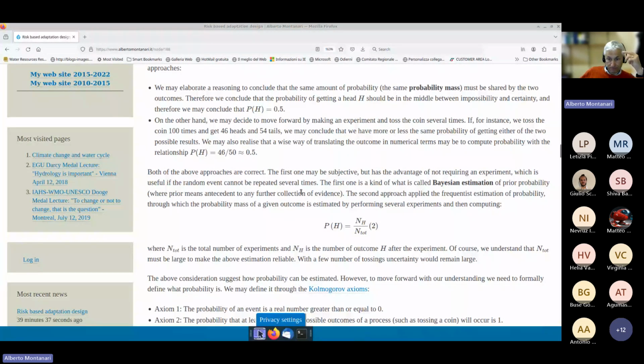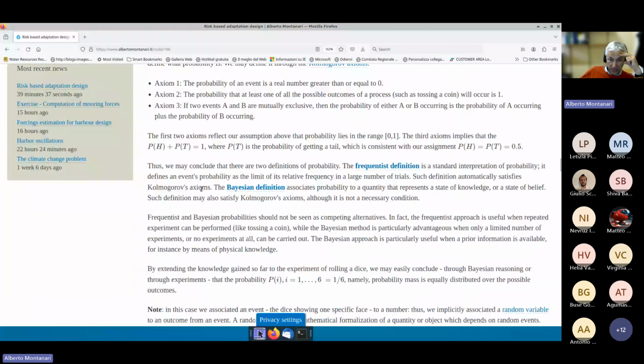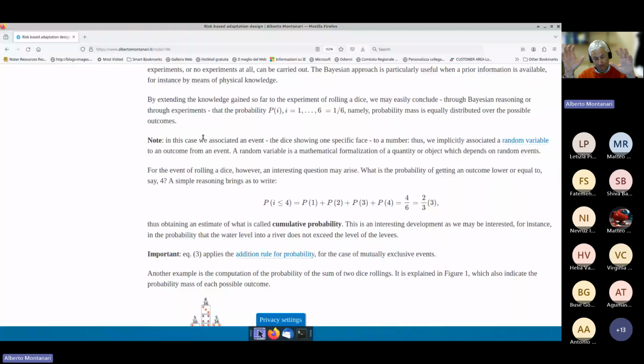Now, we also defined the cumulative probability. And we did that because, and here we get into the topic that I want to discuss with you today.